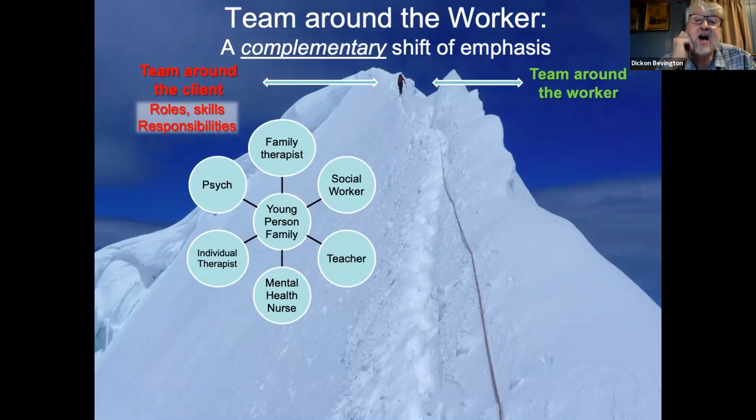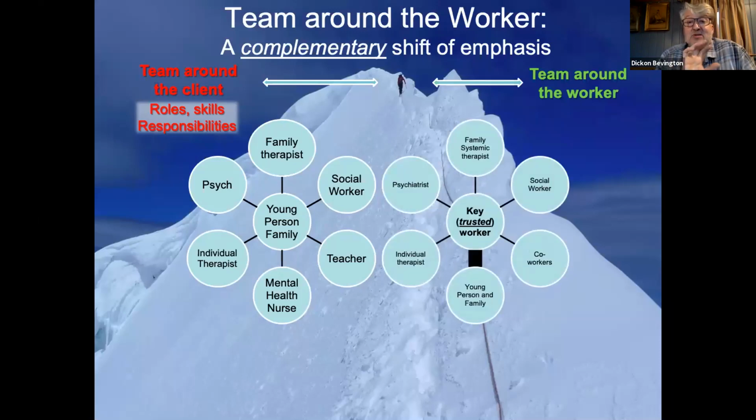So asking them to make 5 or 6 with different professionals from different agencies, talking different languages, is probably going to push their capacity. AMBIT talks about this notion of a team around the worker. It's a complementary way of looking at exactly the same network of people. The question is, where is the epistemic trust?